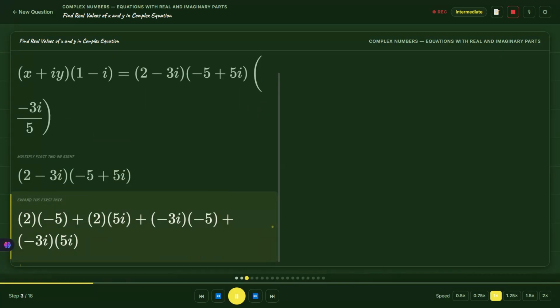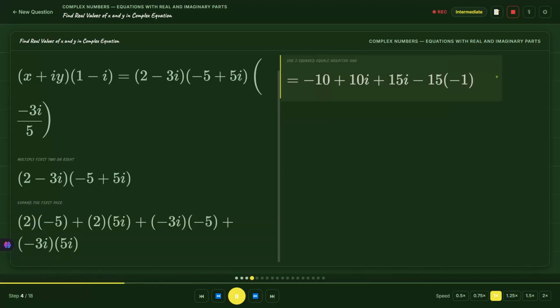2 times -5 gives -10. 2 times 5i gives 10i, -3i times -5 gives 15i. And -3i times 5i gives -15i squared. Now remember our magic rule, i squared is -1. So -15 times i squared becomes -15 times -1, which is +15.